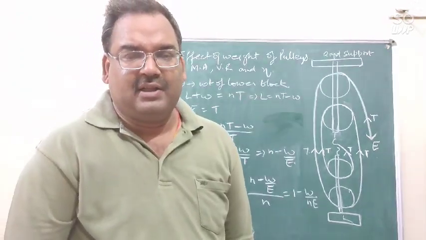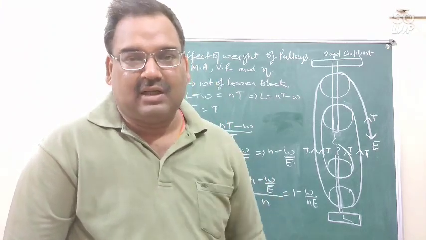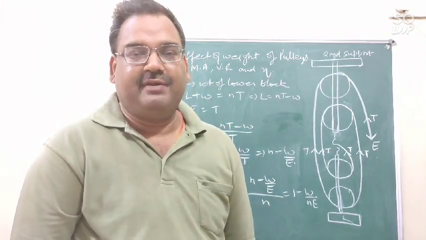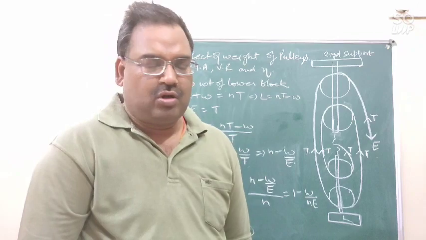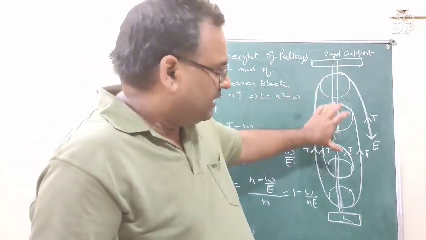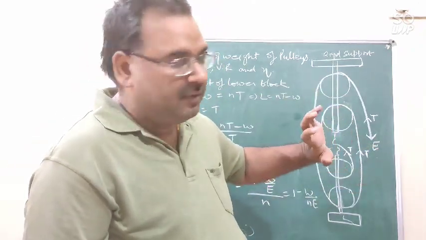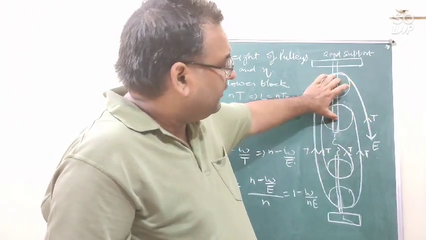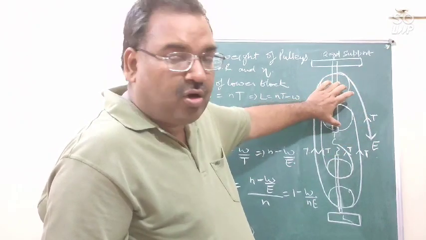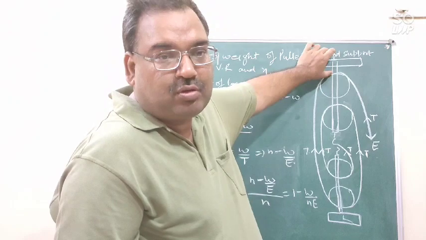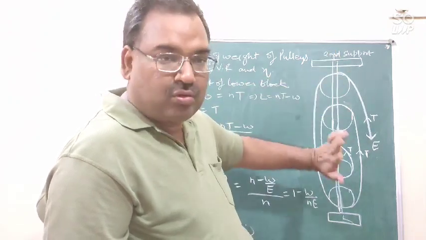Now in practical conditions, we know that the pulleys have a certain amount of mass, so they have weight. Let us consider all these pulleys, they have a certain amount of weight. But the weight of the upper fixed block is supported by the rigid support, so it is not acting on the load. Is it clear?